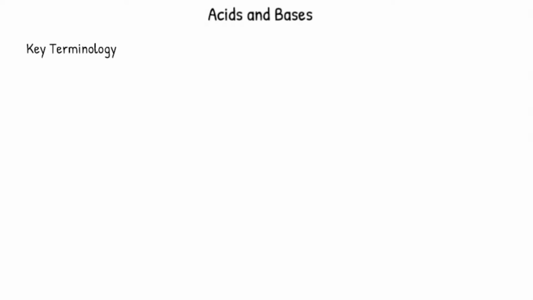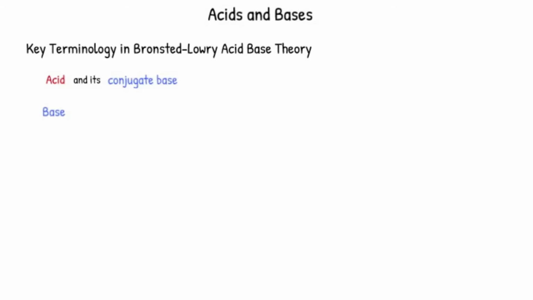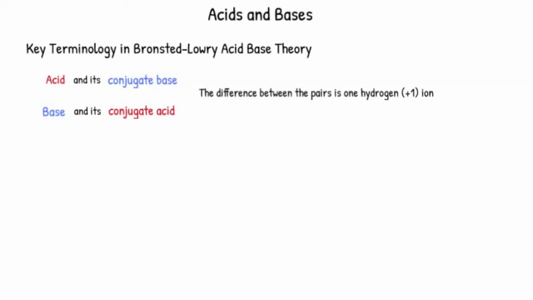Key terminology in Bronsted-Lowry acid-base theory. An acid and its conjugate base. A base and its conjugate acid. The difference between the pairs is one hydrogen ion. So here is an example.